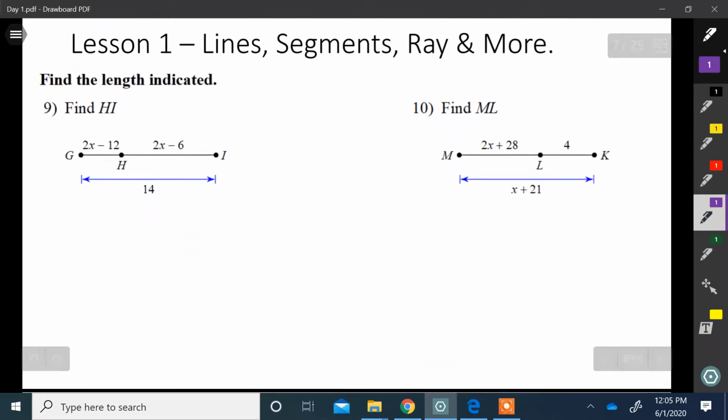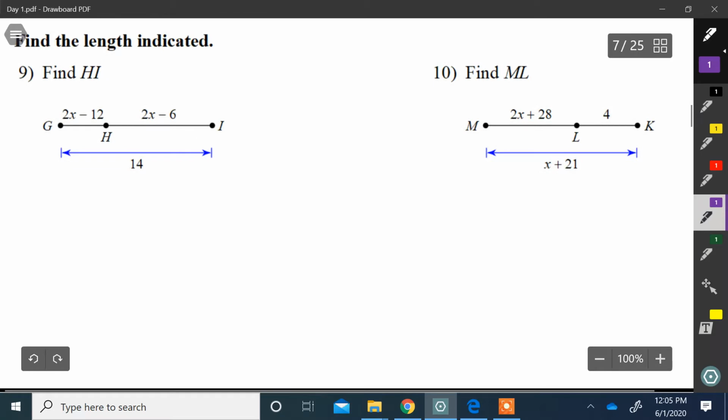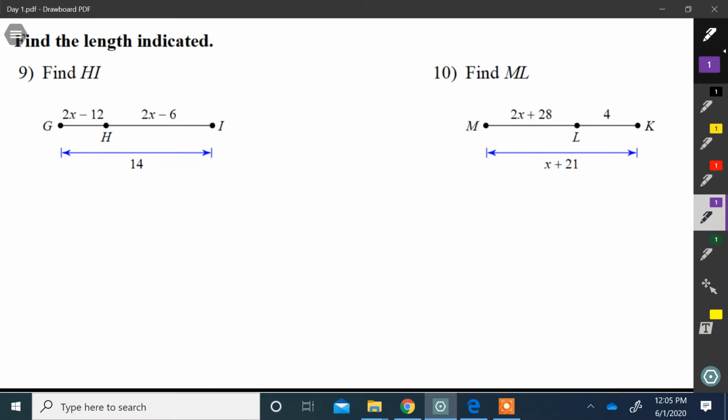Same idea with this type of problem. Usually when I teach this in a live class, I ask students, hey, now it's your turn to do these problems. So you can pause the video there and see if you can do those really quick. All right, hopefully you paused the video.